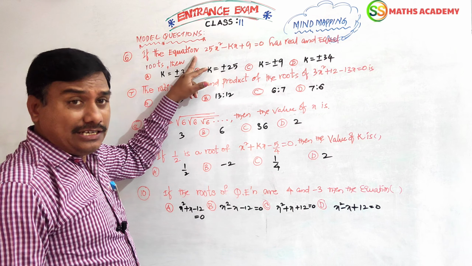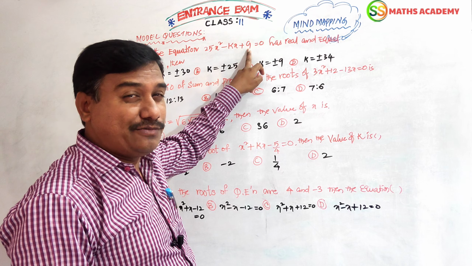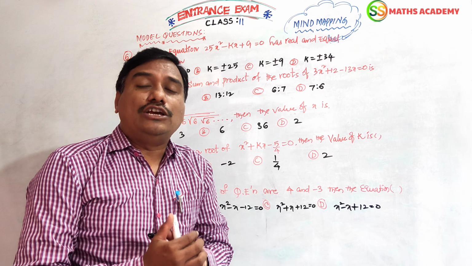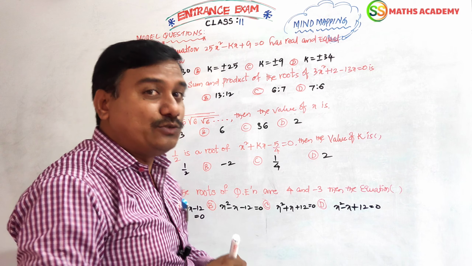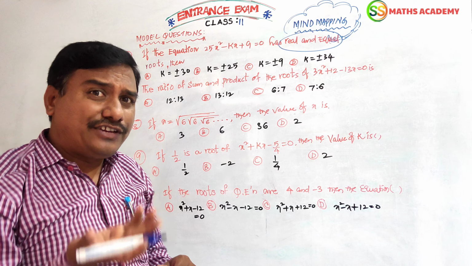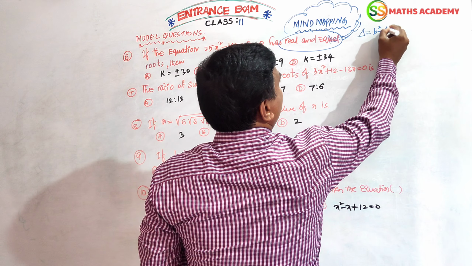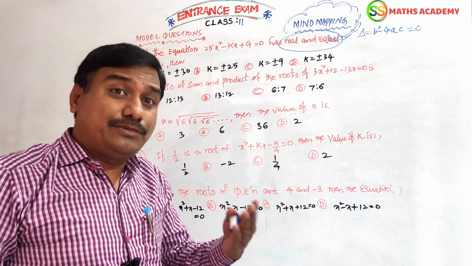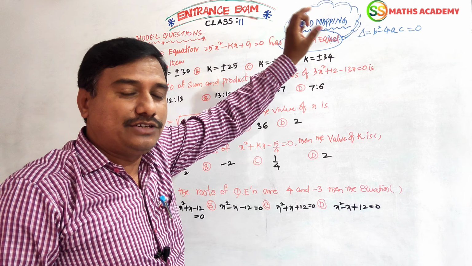If the equation 25x square minus kx plus 9 equals 0 has real and equal roots, then the value of k. Friends, here what is the important keyword? Yes, you are right. That is called real and equal. What is the meaning of real and equal? Yes, discriminant delta is equal to b square minus 4ac. He said already the delta is 0. Discriminant real and equal he only mentioned in the question. So we have to substitute b, a, c values respectively.